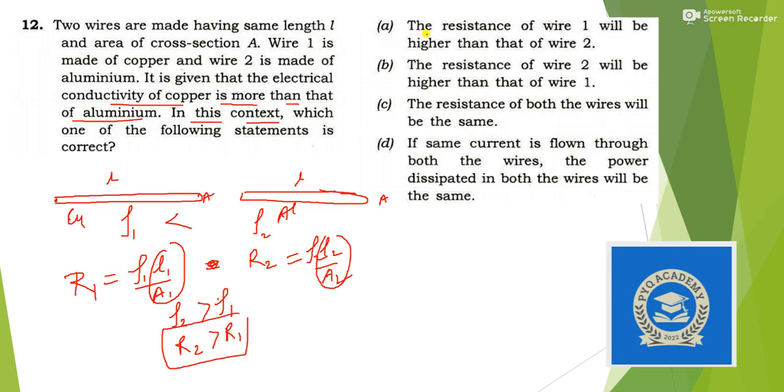So let's read the statements. The resistance of wire 1 will be higher than that of wire 2. No. The resistance of wire 2 will be higher than that of wire 1. This is correct. So we get our answer, option B. The resistance of both wires will be same. No. If the same current is flown through both the wires, the power dissipated in both the wires would be the same. No, since the resistance is different, the power dissipated will also be different. So our answer is option B.